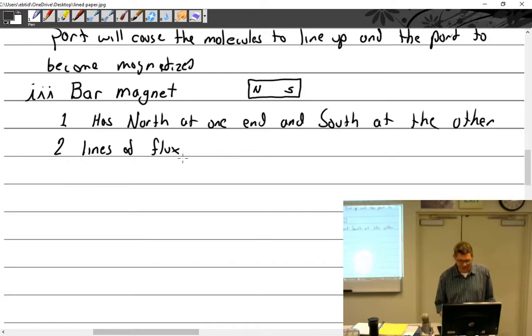Anyway, okay. Lines of flux, back to this. Lines of flux travel through the air from north to south, which means inside the magnet they must travel south to north and then back around.